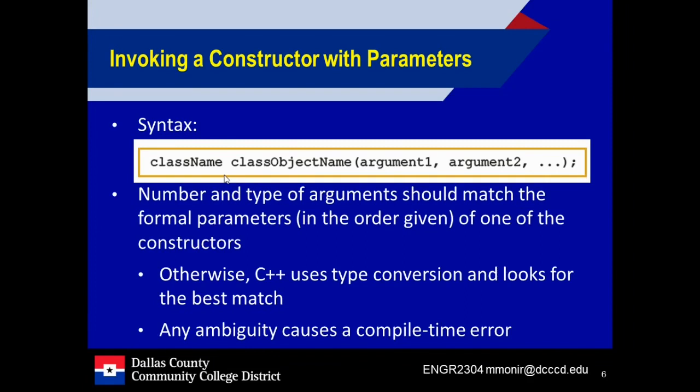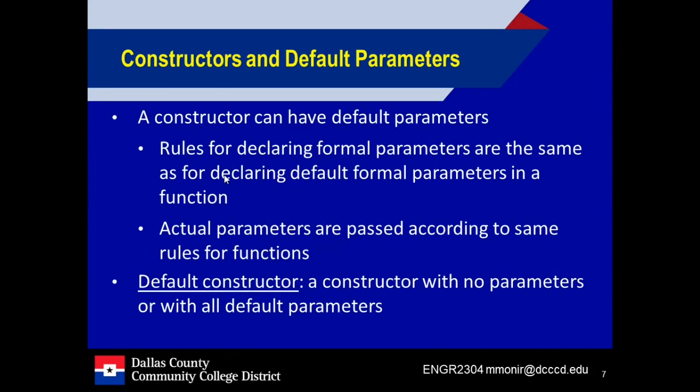Although the compiler tries to convert and invokes the best match type of constructor, this will create an ambiguity, and that may lead to a compile time error. A constructor can have default parameters. The rules for declaring formal parameters are the same as for declaring default formal parameters in a function, like we used in set time in our programs when we were testing that program.